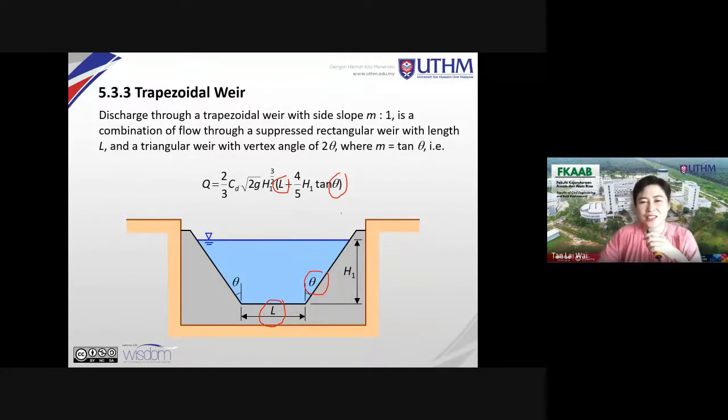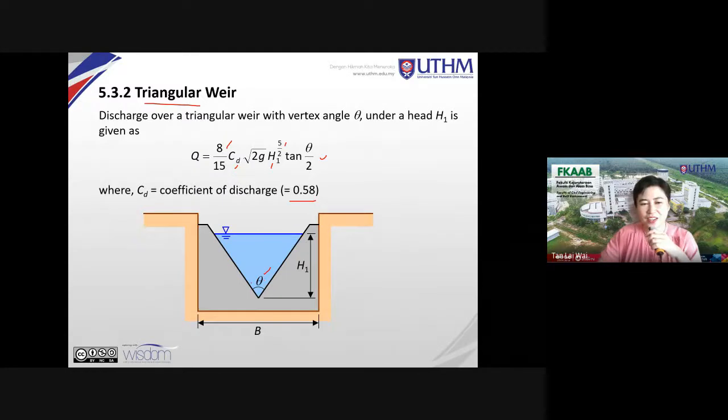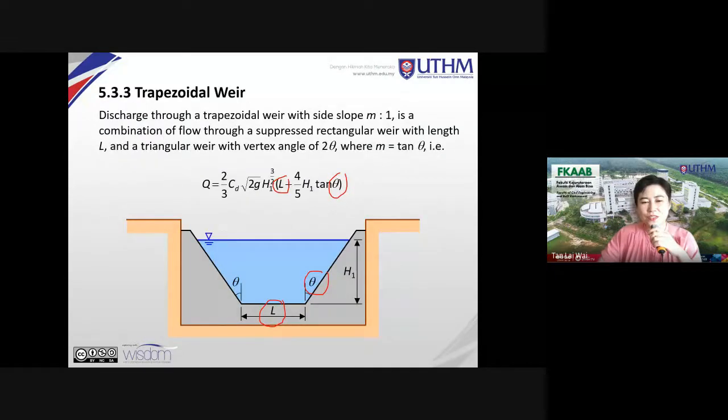Just now, if you remember for the triangular, this vertex angle here is theta. In the formula it is theta divided by 2. For the trapezoidal, this theta already represents half of your theta. If you combine these two triangles, they come out to one triangular weir. So this represents your theta divided by 2 in the case of the triangular weir.